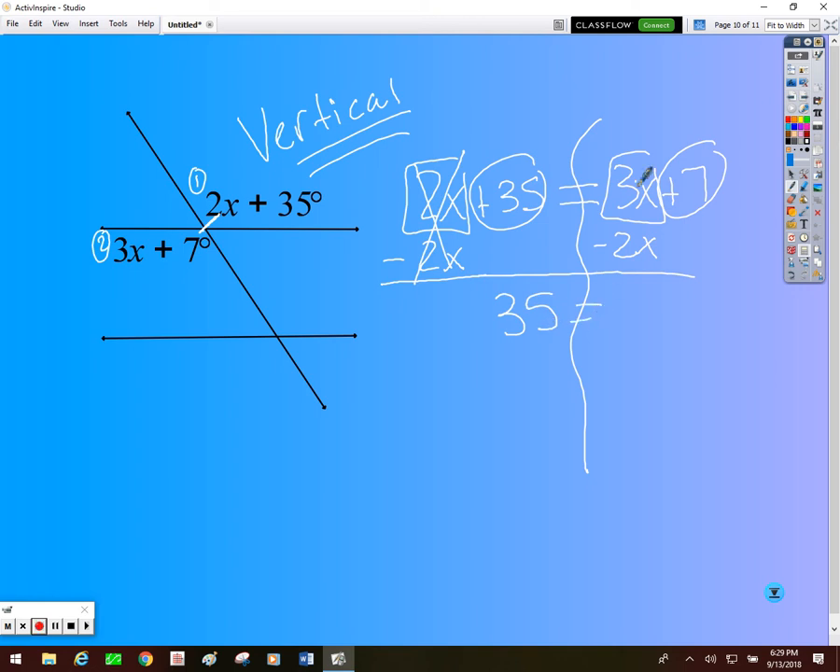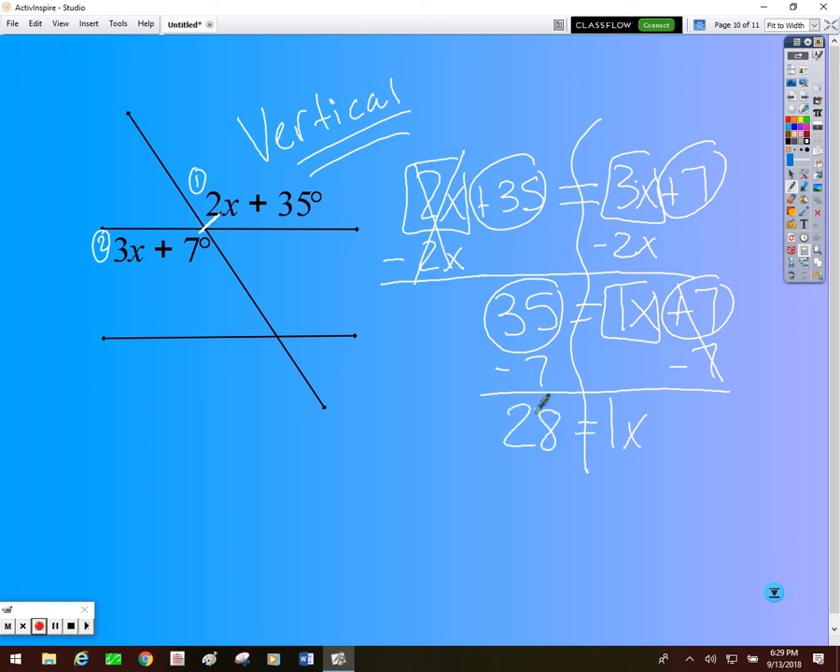Now, 3x minus 2x is 1x. Bring down your 7 because I didn't touch it. All right, so now I have a circle, I have a box, and I have a circle. Well, let's move. We see what's here. This is the odd shape. The variables are on the right, so my numbers on the left. So the opposite of plus 7 is minus 7. Goes away, so I have 1x is equal to 28.